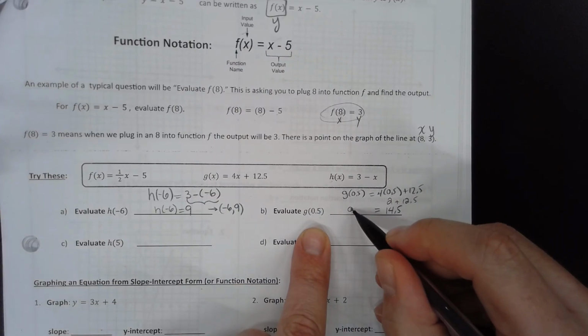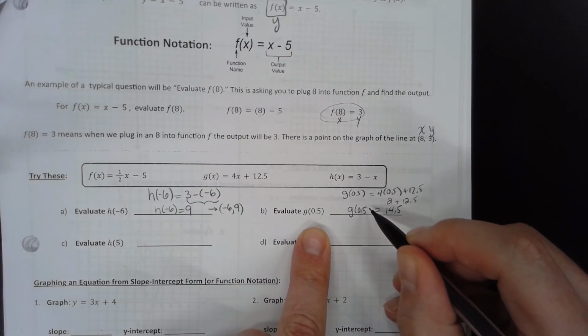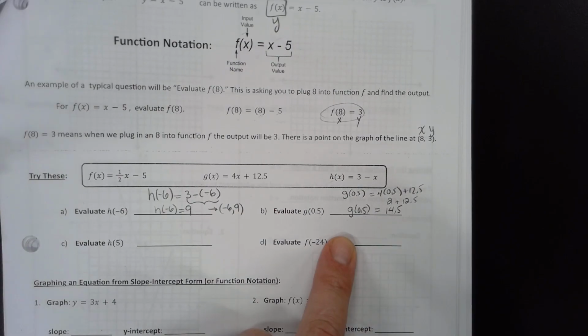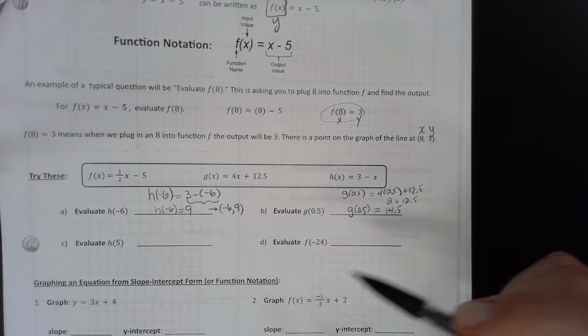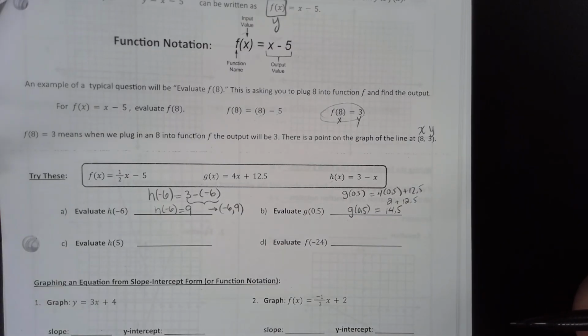So the last step you need to do is just rephrase your statement. G of a half equals 14.5. You don't need to rewrite it as an ordered pair. Why don't you practice the next 2, pause the video. When you unpause it, I'll give you the answers.